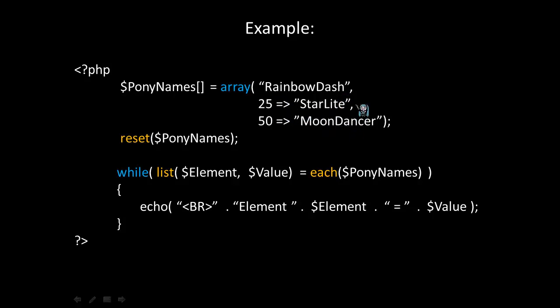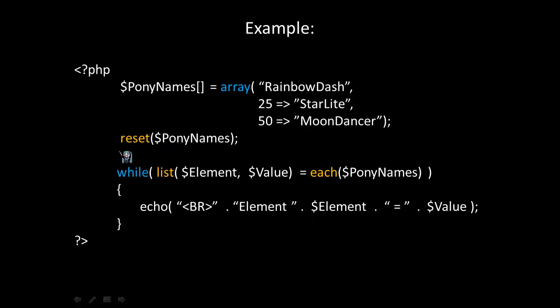But in this example, we're using the arrow, the equals and greater than symbol, to artificially change the index or subscript value from the default values. So while Rainbow Dash will be indexed as 0, Starlight will be indexed as 25, and Moon Dancer as 50. If you look at the next line of code, we call the reset method, passing in the array's name. That sets it to the very first element, indexed as 0, Rainbow Dash.